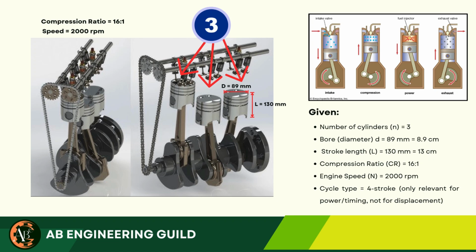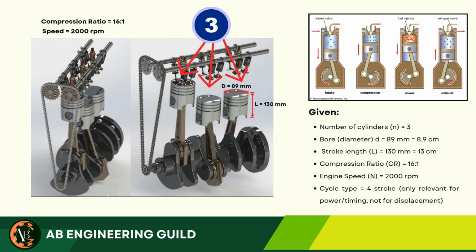Let's take a closer look at the data we've been given for this engine. First, the compression ratio is 16:1. This means the total volume inside the cylinder when the piston is at bottom dead center is 16 times larger than the clearance volume when the piston is at top dead center. This ratio is important for understanding engine power and efficiency, but it does not affect the geometric displacement.